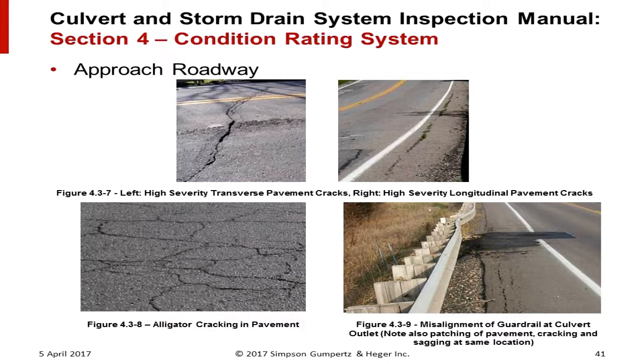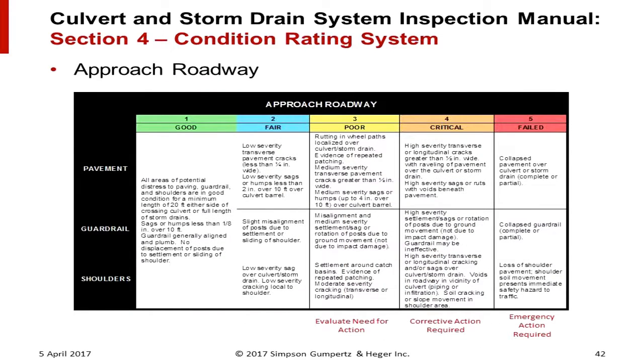We've also asked them to look at the shoulder, so movement in the shoulder, movement in the guardrail can also indicate similar issues. Here's the approach roadway ratings table. As you saw in the overview table, across the top we have the good, fair, poor, critical, and failed ratings. Then down the side, the individual elements that we're asking the inspector to look at, so pavement, guardrail, shoulders, and then in each of those cells we have what the different distress characteristics should be.